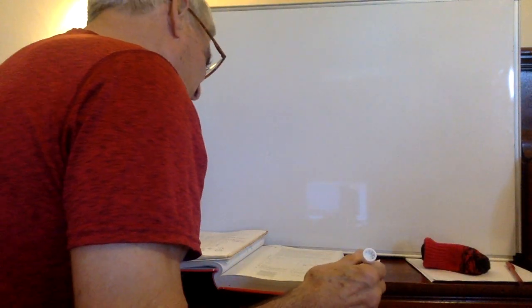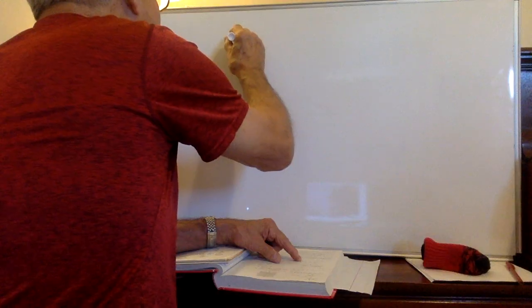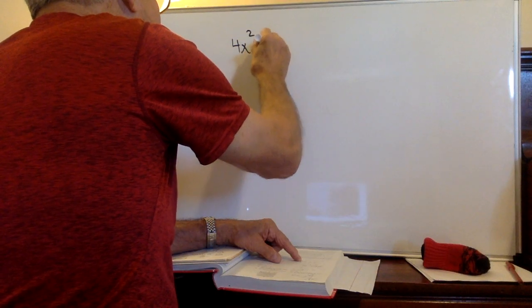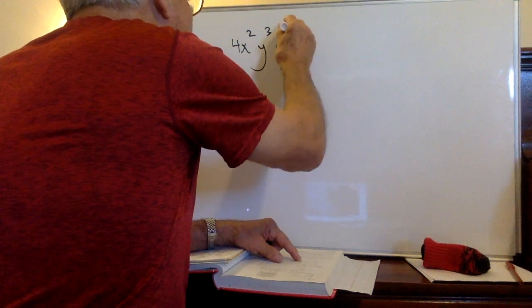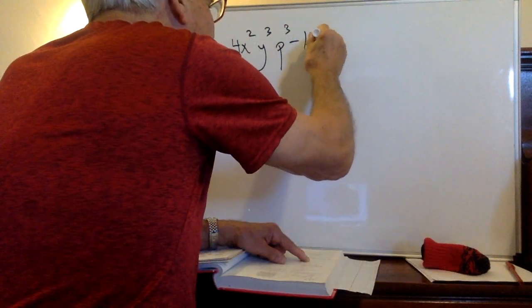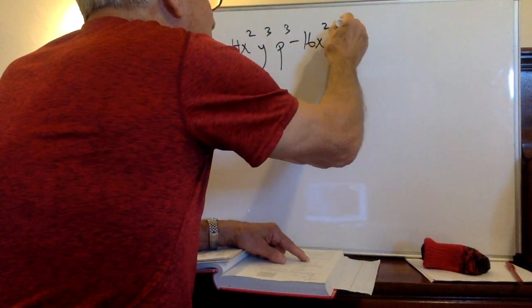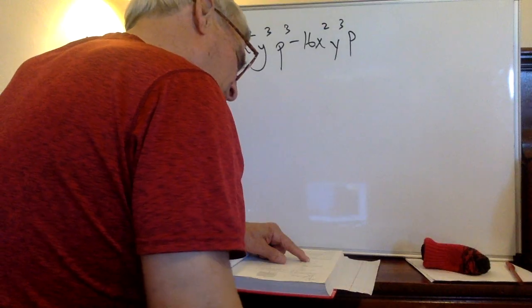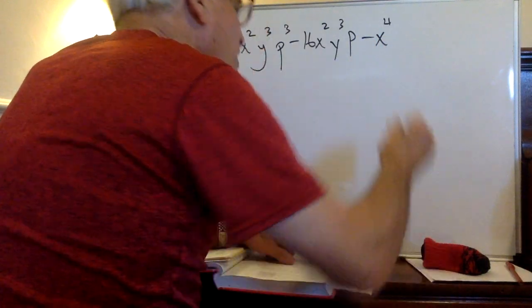Number 9 said factor the greatest common factor out. You've got 4x squared y cubed p cubed minus 16x squared y cubed p minus x to the 4th y cubed p to the 4th.